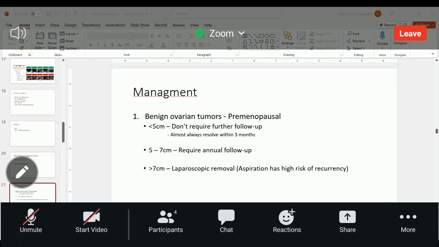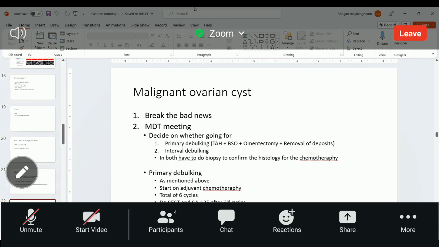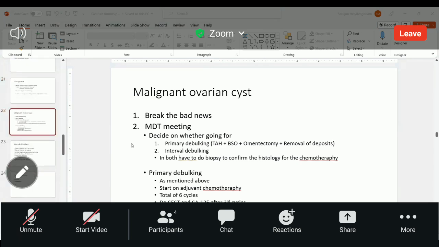Okay, that is the management of benign tumor. If you have any doubt, just stop me and ask. Okay, then this is the management of malignant tumor. We have to know how to tell the management in the long case. With the RMI score or with the scan or MRI, if we have found a malignant ovarian cyst, then how are we going to approach the patient?